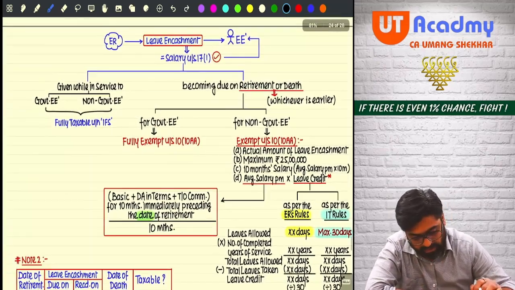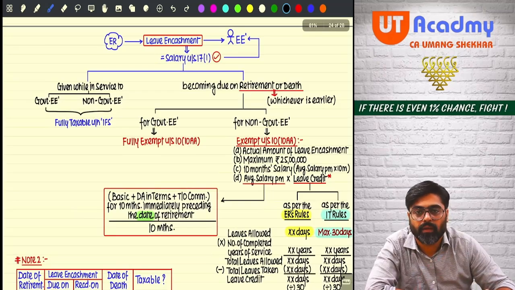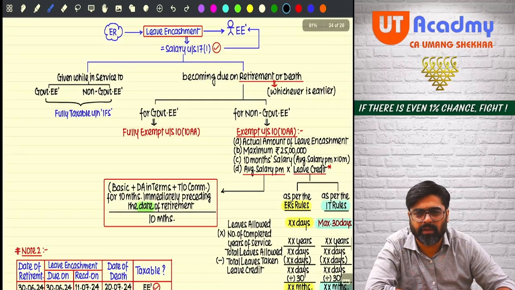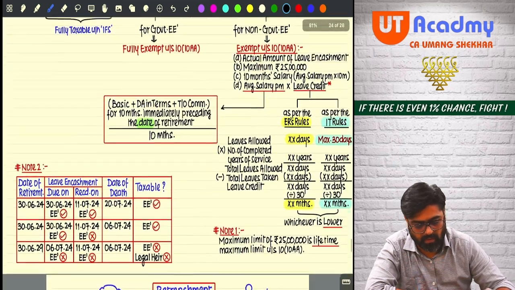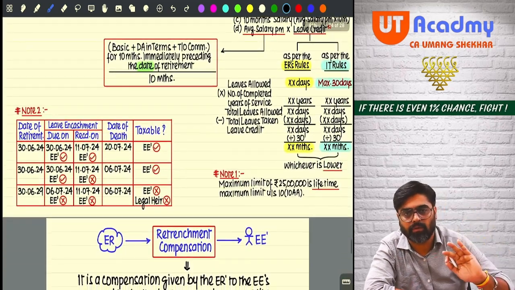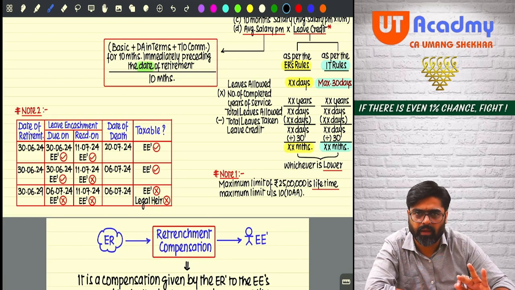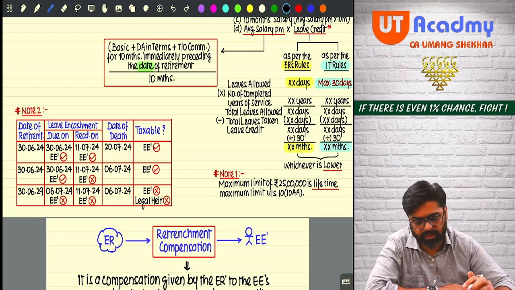Now this is leave encashment. Okay. Pay a little bit of attention. It is a little bit bigger as compared to the pension. Not difficult, easy, very easy. But you have to pay a little bit of attention over here.